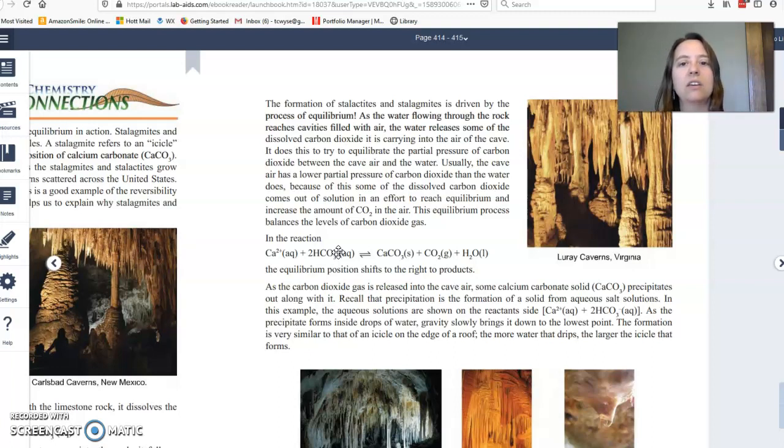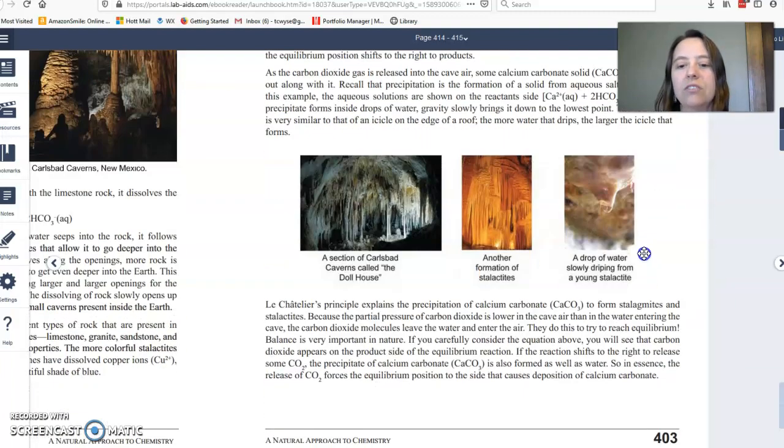So a lot of the carbon dioxide will go back into the gas form and be in the air, and then we have a lot of calcium ions that are left behind, and then they make these really pretty stalagmites and stalactites. And you can see some pictures here. So that's a really fun example of equilibrium going on and some acid-base reactions.